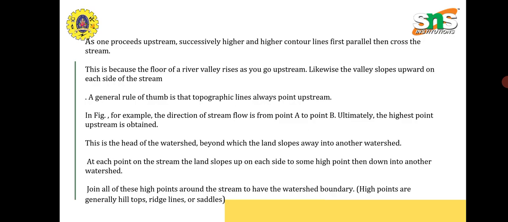At each point on the stream, the land slopes up on each side to some high point, then down into another watershed. Join all of these high points around the stream to get the watershed boundary.